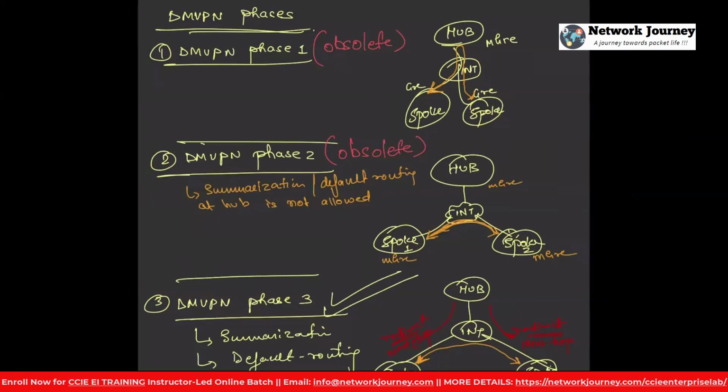Is IKE version 1 not supported, only IKE version 2? IKE version 1 is also supported, that is not a problem. Your IPsec parameters are just optional, they don't have to be matched; even if you don't configure them, that is okay. For phase 3, can you do summarization and default routing at the hub? Yes, you can do it.